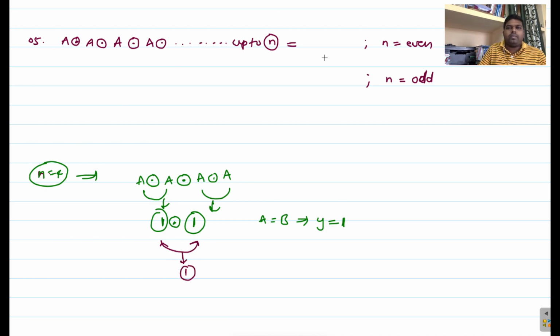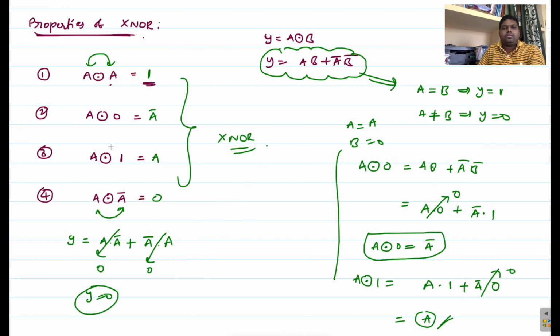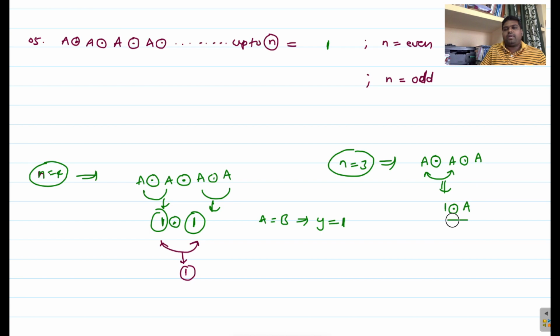Okay, the output will become 1. So when n is odd, in that case you can take n equals 3, A XNOR A XNOR A. If you perform the operation for these two variables, you will get 1 XNOR A. Already we have an equation: 1 XNOR A is nothing but A, right? So what you will get finally? A only. So when n equals an odd number, the outcome equals A, right?